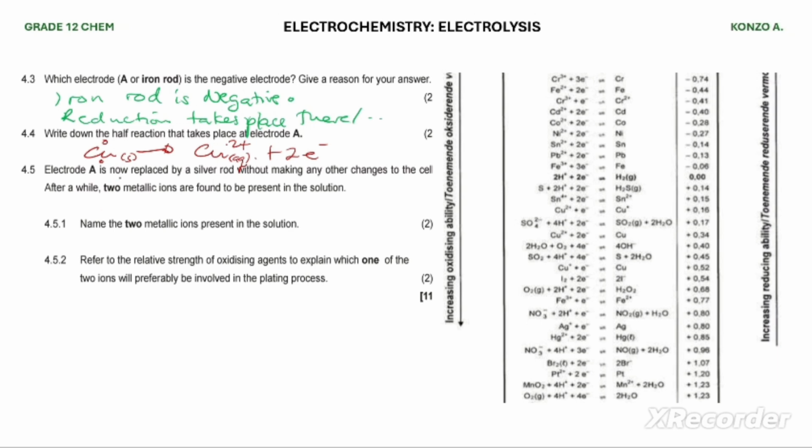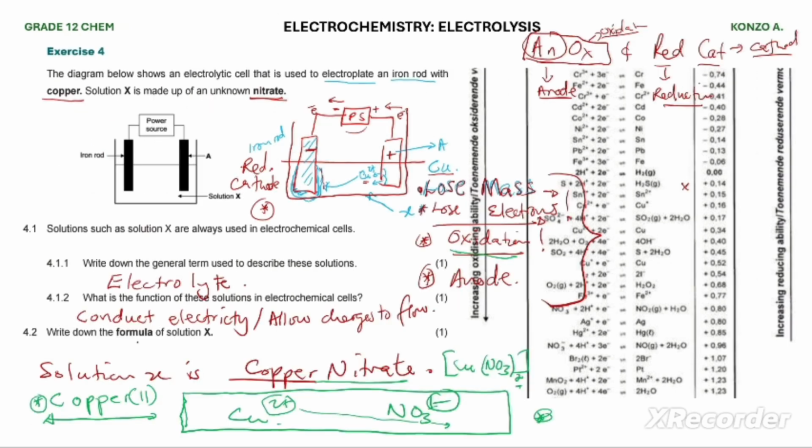Let's move on. Electrode A is now replaced with a silver rod without making any other changes to the cell. After a while, 2 metallic ions are found to be present in the solution. So let's go back again. Electrode A, instead of having this one as copper, we now have it as silver, which is Ag. Now, obviously, oxidation is still going to happen on this side, since remember our goal is to electroplate this. So we want oxidation to happen on the silver. We want silver to lose electrons.